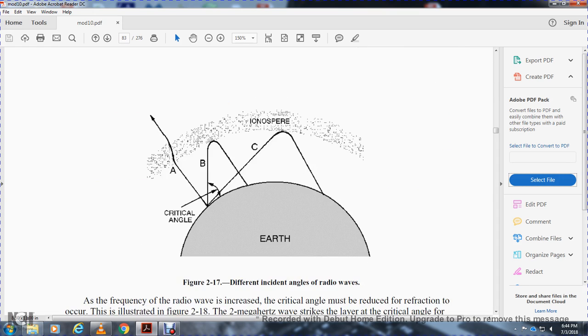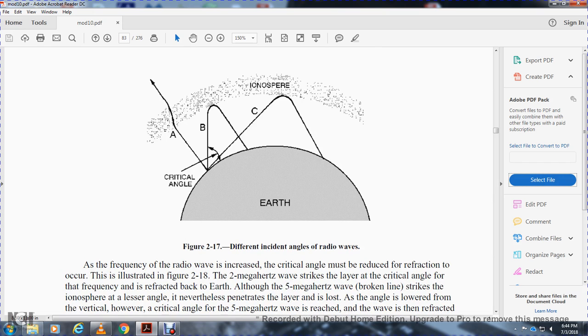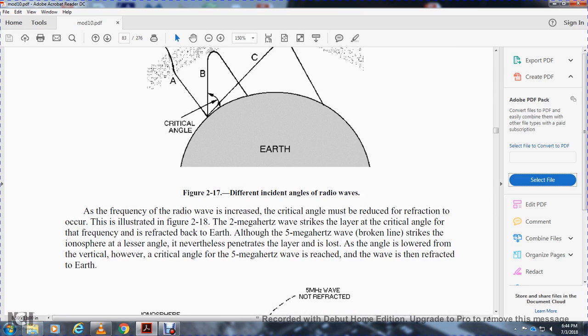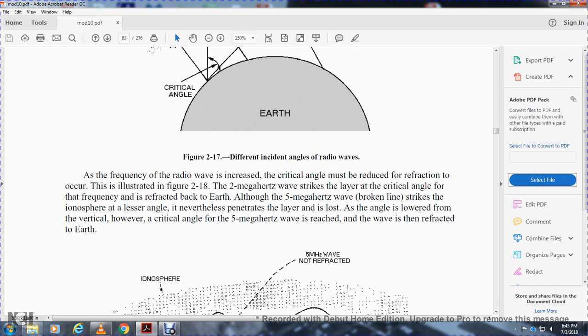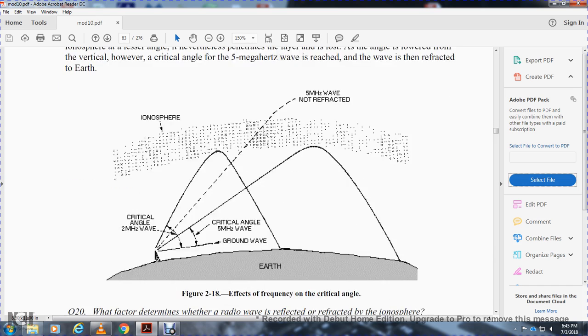For the critical wave of the ionosphere, as the frequency of the radio wave increases, the critical angle must be reduced for refraction to occur. This is illustrated in figure 218. When the 2 MHz wave strikes the layer at the critical angle, it is refracted back to Earth. Although the 5 MHz wave, the broken line, strikes the ionosphere at a lesser angle, it nevertheless penetrates the layer and is lost. When the angle is lowered toward the vertical, however, the critical angle of the 5 MHz wave is reached, where the wave is refracted back to Earth.